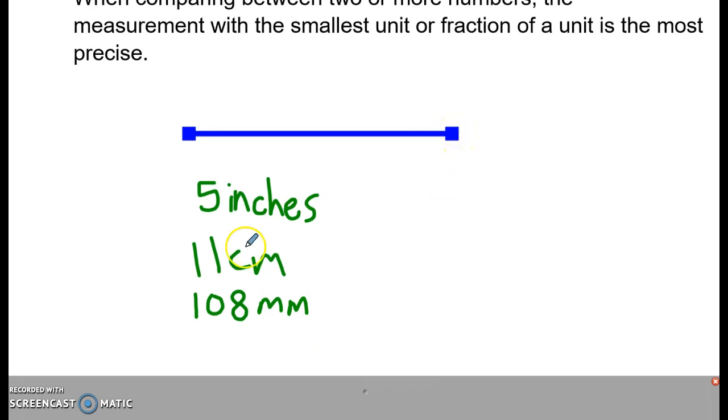Okay, it's the one that could get the most precise or the most accurate measurement. It might not be the most accurate, right? The numbers might not be the most accurate, but the units are going to be the most accurate, okay, or the most precise.